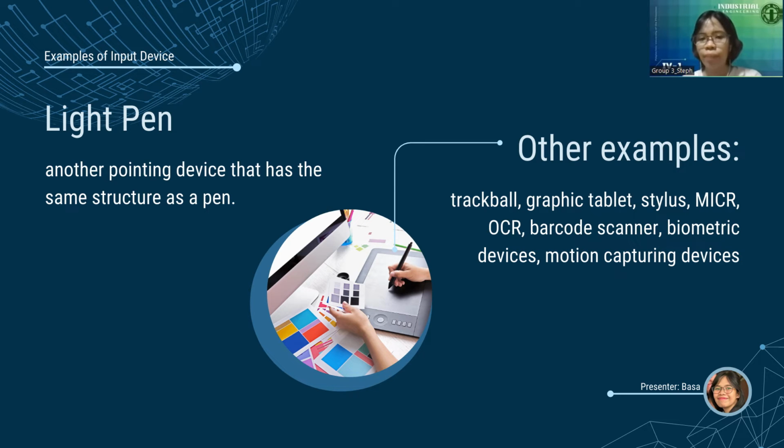Next, we have the light pen, another pointing device that has the same structure as a pen. It is used to select on-screen items, draw pictures, and write independently in a document. We have other examples such as trackball, graphic tablet, stylus, magnetic ink reader, optical character reader, barcode reader, QR code reader, optical mark reader, biometric devices, and motion capturing devices. So that's it for my report.